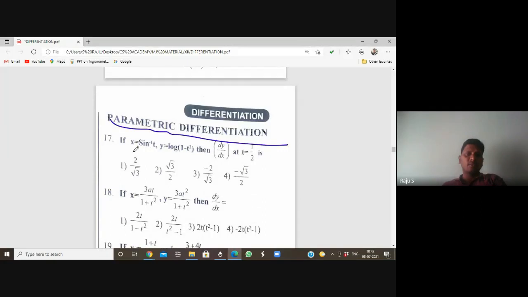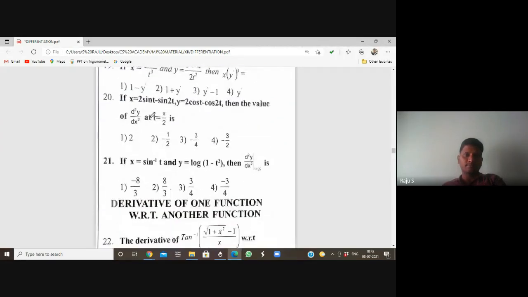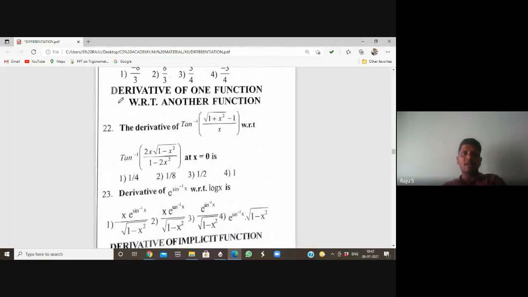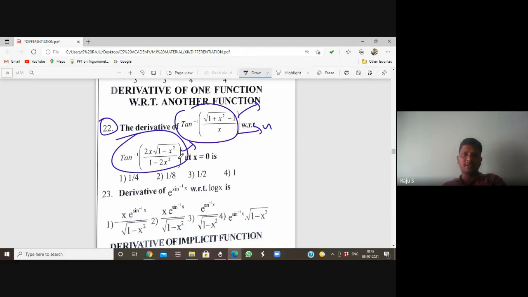Then after that, parametric forms are there, so find dx by dt and dy by dt. So dy by dx is given by dy by dt divided by dx by dt. Here also, same. Here it is the derivative with respect to another function. It is very, very easy, but some students might be confused here. How to differentiate the first function with respect to the second? Take them like u and v, as in the parametric method. Differentiate the first function separately, differentiate the second one directly. The derivative of the first function by the derivative of the second function gives the derivative of u with respect to v. Here also, differentiate both: differentiation of e power sine inverse x by differentiation of log x. That is the answer. That's all.